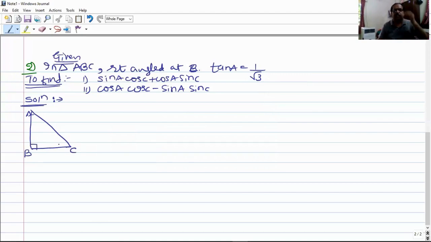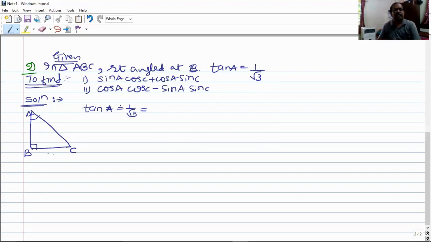So I can say to find the sin A, cos A and sin C, cos C, we need to find these terms, and then we can find the value of the given expression. So student, you are given that tan A equals 1 upon root 3. What is the definition of tan A from the figure? From the figure, tan A is opposite by adjacent.